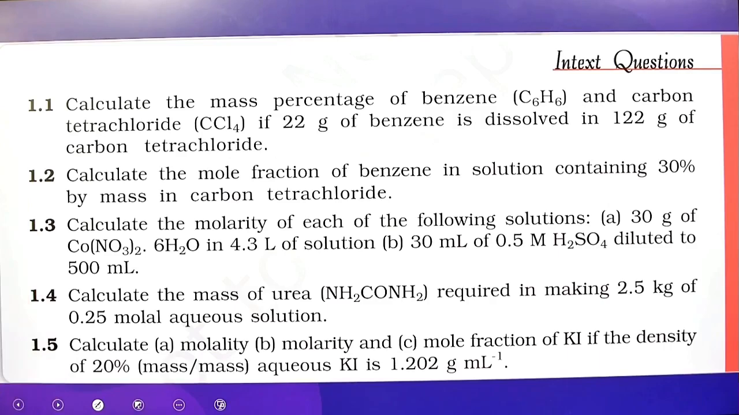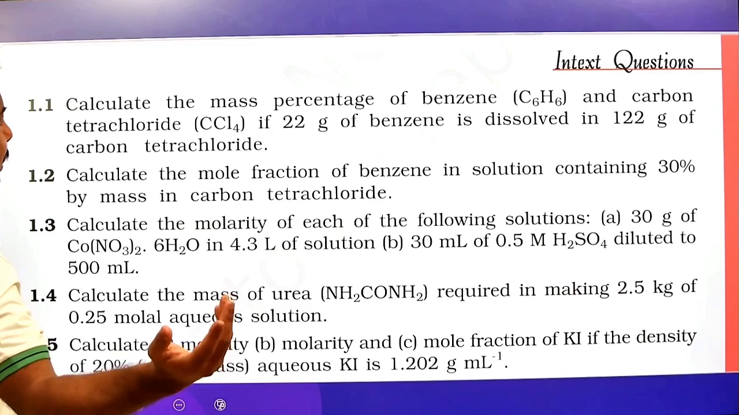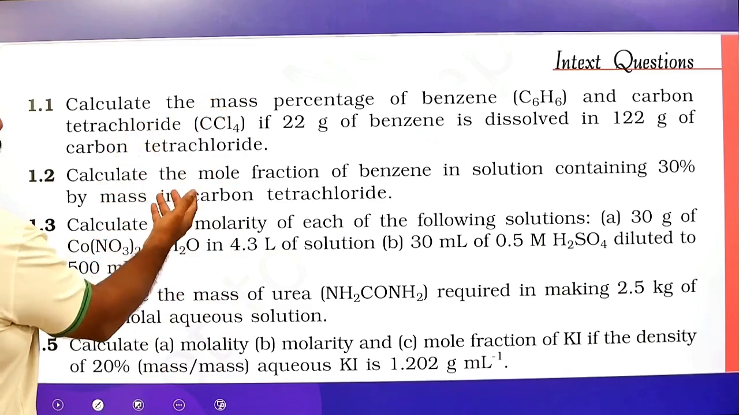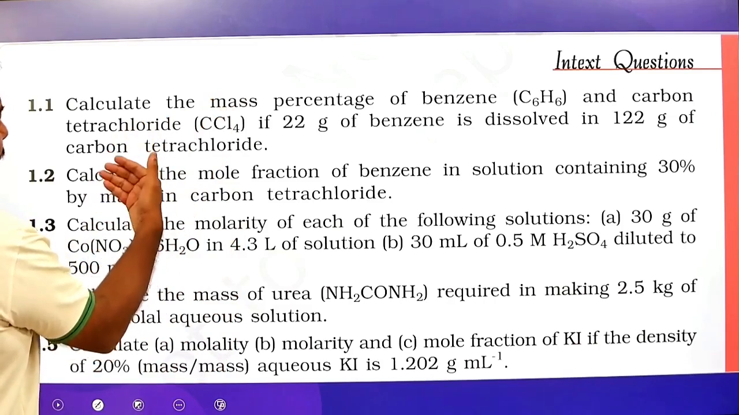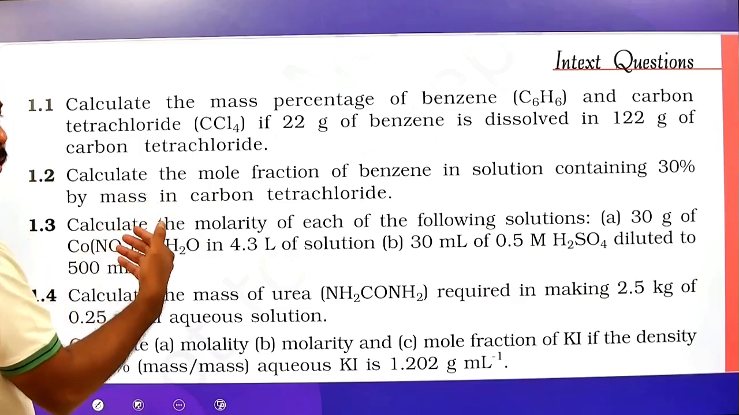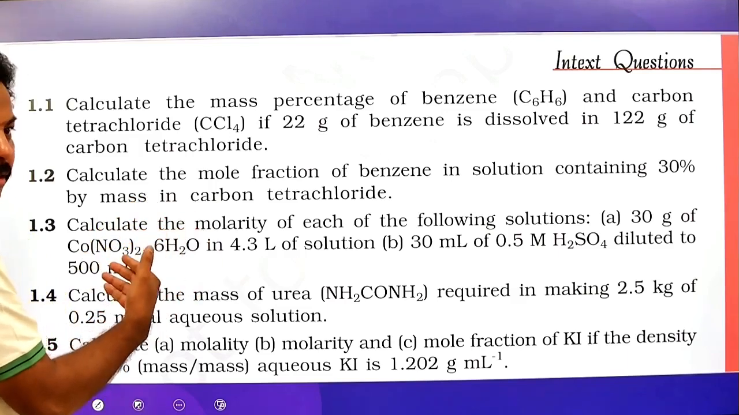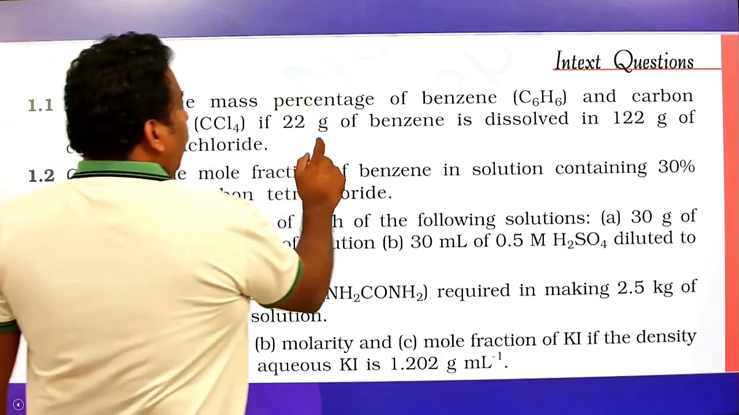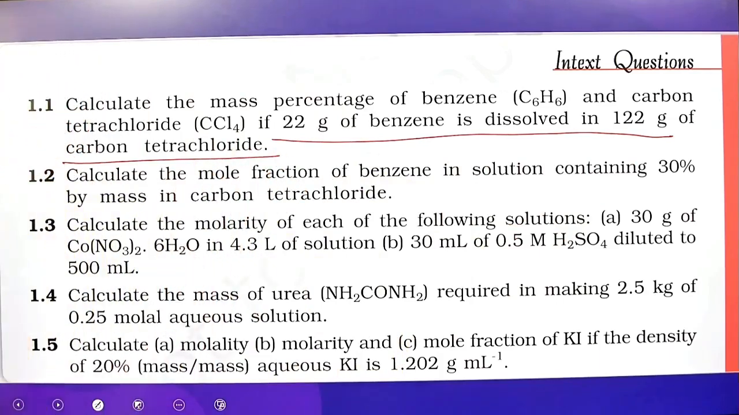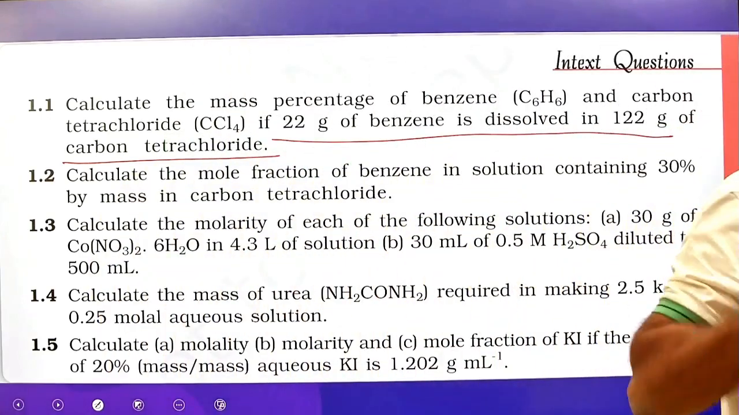First one, I will give you an idea. Benzene is what? Mass percentage. Carbon tetrachloride is a solvent. Which solvent? Solid solvent or a liquid solvent? Carbon tetrachloride is a liquid solvent, and this is mass. If 22 grams of benzene is dissolved in 122 grams of carbon tetrachloride, first tell me, what are all the things required to solve this?